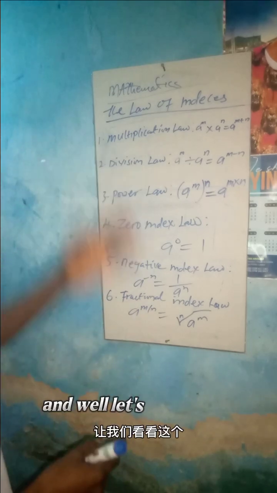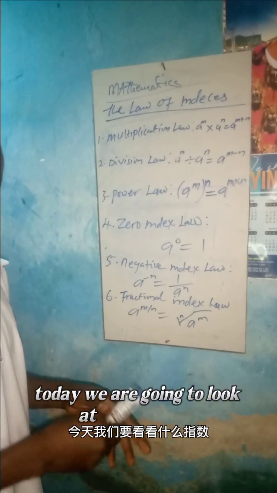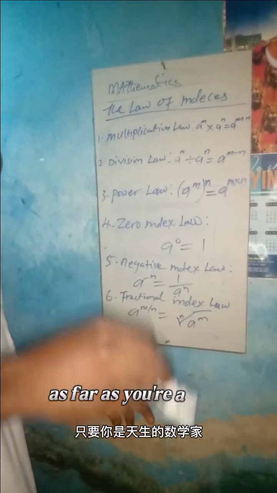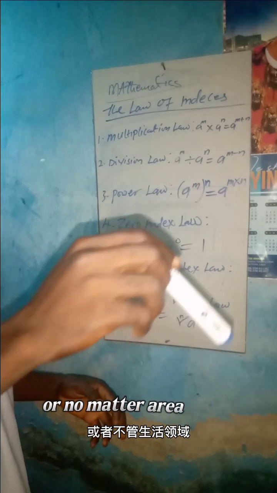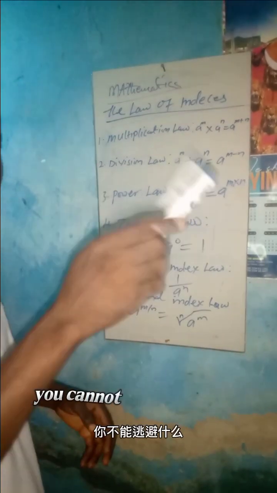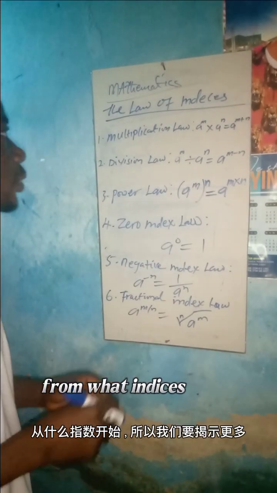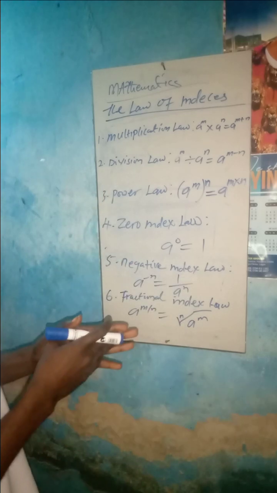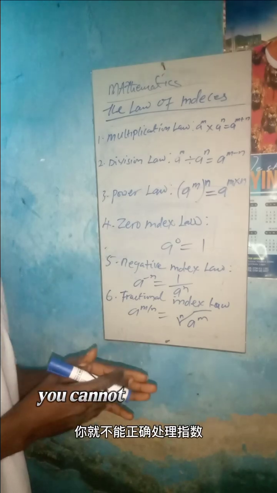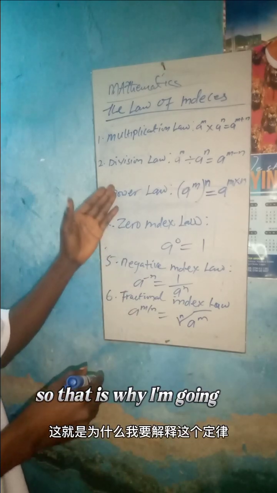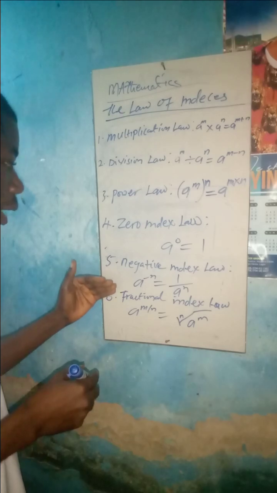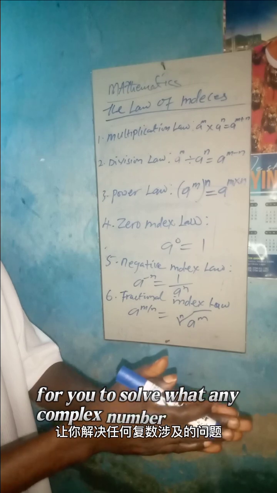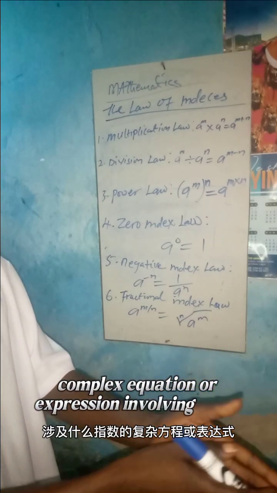Okay, well, let's look at this. Today we are going to look at what? Indices. And there is nothing like it: as far as you are a born mathematician, no matter the area of life, as far as mathematics is involved, you cannot run away from what? Indices. So we are going to throw more light, a little bit, highlight on what indices is all about. Without these laws, you cannot handle indices properly. So that is why I'm going to explain how these laws work, and how to apply them effectively for you to solve any complex equation or expression involving indices.